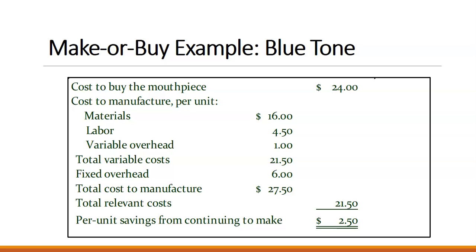Because we have unavoidable fixed costs that we have to pay no matter what, the relevant costs, or the difference in the options, are those variable costs. We would have to pay, if we look at the cost to buy the mouthpiece plus the $6 in unavoidable fixed overhead, it would actually cost us $30 to buy the mouthpiece versus our $27.50 to manufacture it.